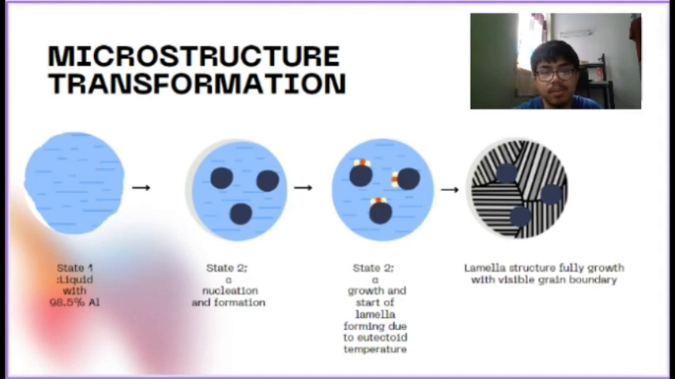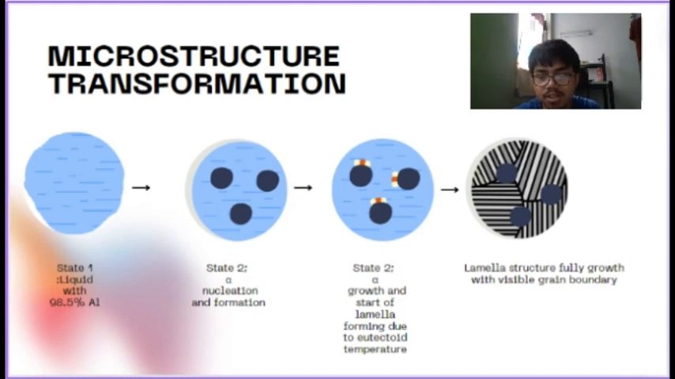So for analysis at 98.5% aluminum alloy, we can see there are 4 main states. The cooling microstructure transformation starts when the liquid first starts to cool, which is at state 1. The microstructure still remains liquid with 98.5% aluminum. As the temperature decreases until it reaches a certain point, the alpha will start to nucleate and form. The alpha will continue to grow and become bigger as temperature decreases. This continues until it reaches the eutectoid isothermal reaction, which causes the start of formation and nucleation of lamellar structure.